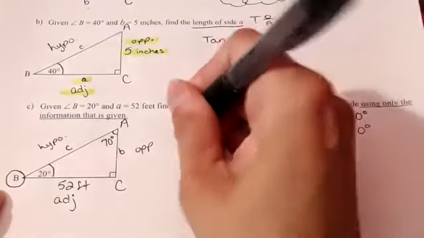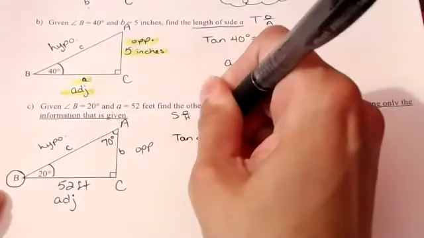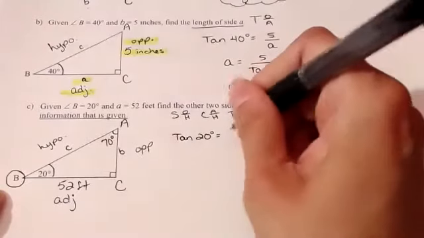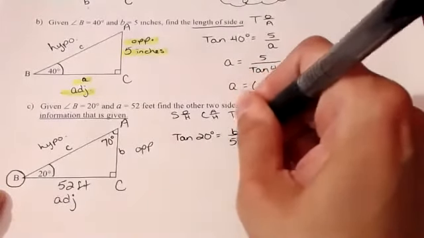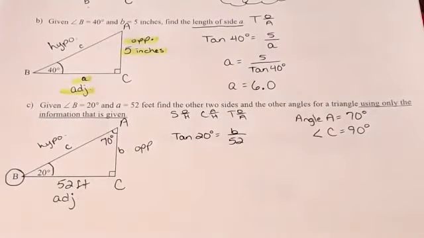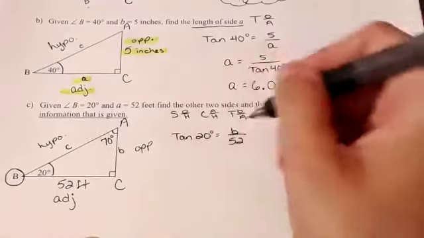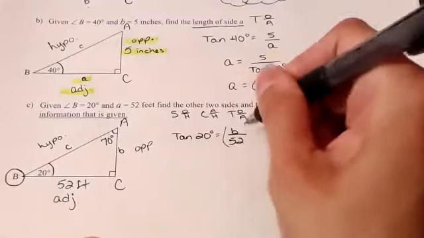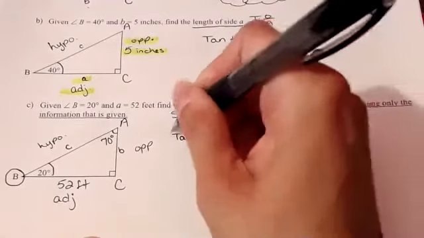So we're going to start with tangent of 20 degrees is equal to opposite over adjacent, which is B over 52. In order to solve this, we're going to multiply both sides by 52. So if I multiply both sides by 52, here's our original equation. We're going to multiply by 52.